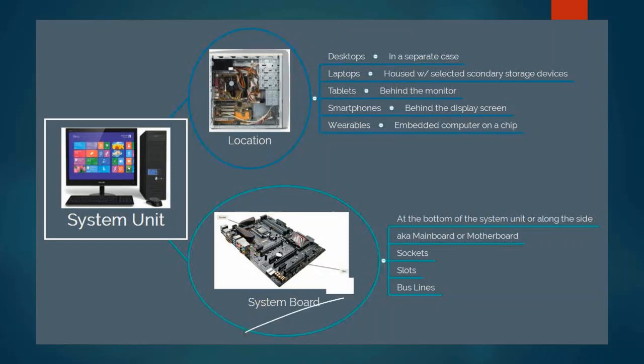Next, we have the system board. The system board controls the communications for the entire computer system. On a system unit, it's typically at the bottom of the system unit or along the side. So here, if this is a tower standing up, it's along the side here. It's also known as the main board or motherboard.